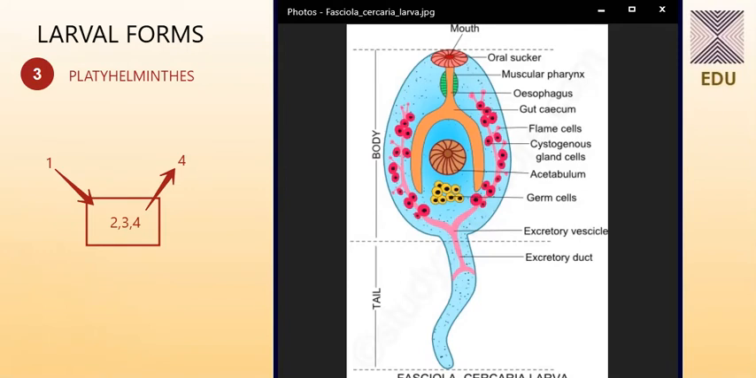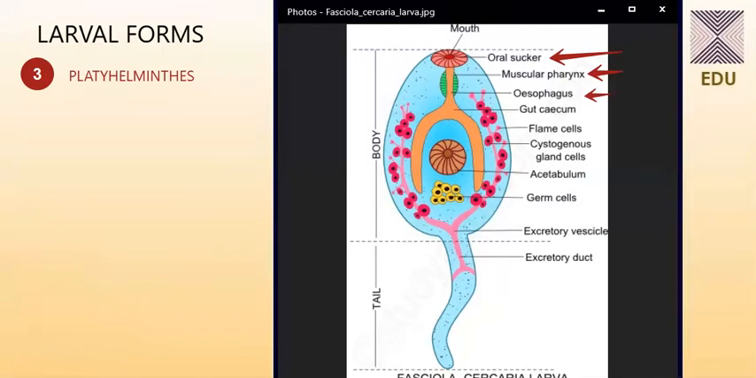So if we see the structure of this particular larva, you have got an oral sucker on the top. So it is a very comparable structure to the adult form. It has got a muscular pharynx, an esophagus, a gut, and flame cells for excretion, and very important, cystogenous gland cells. Actually these cystogenous gland cells will form a cyst wall around the body of the Cercaria larva.